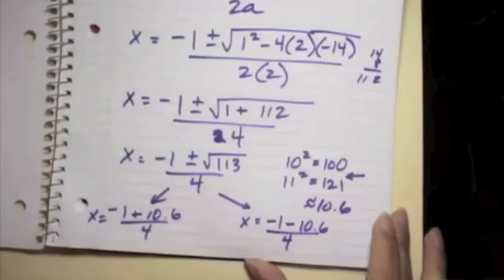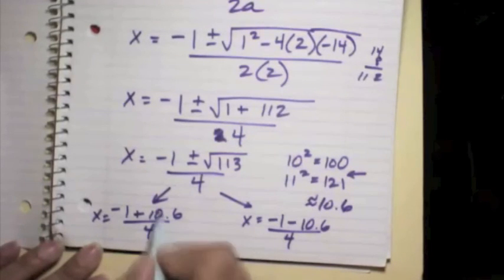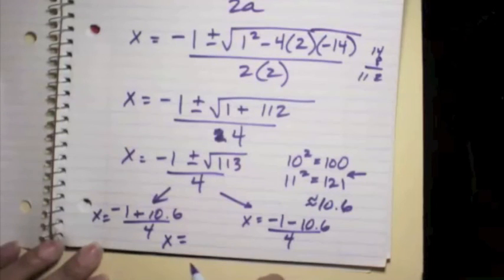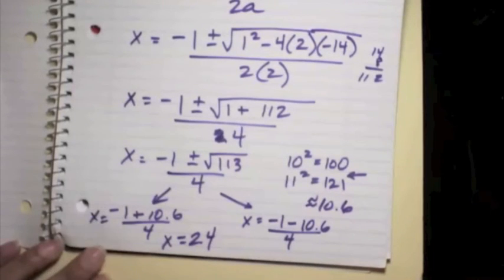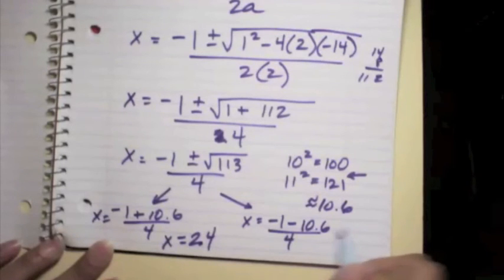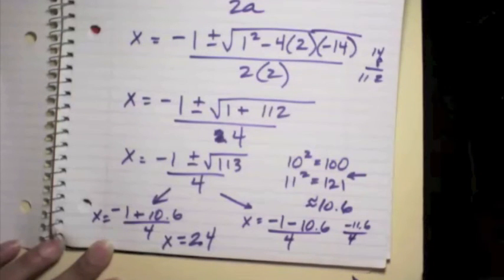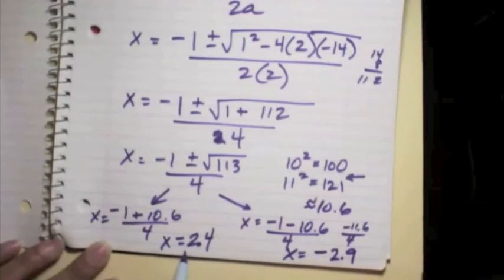Okay. So when you solve for this, it looks like x will be equal to 9.6 divided by 4. That's about 2.4. Okay. And in this case, you'll have negative 11.6 divided by 4. So negative 11.6 divided by 4, that looks like a negative 2.9. Okay, it looks like negative 2.9. So x is equal to either a positive 2.4 or a negative 2.9.